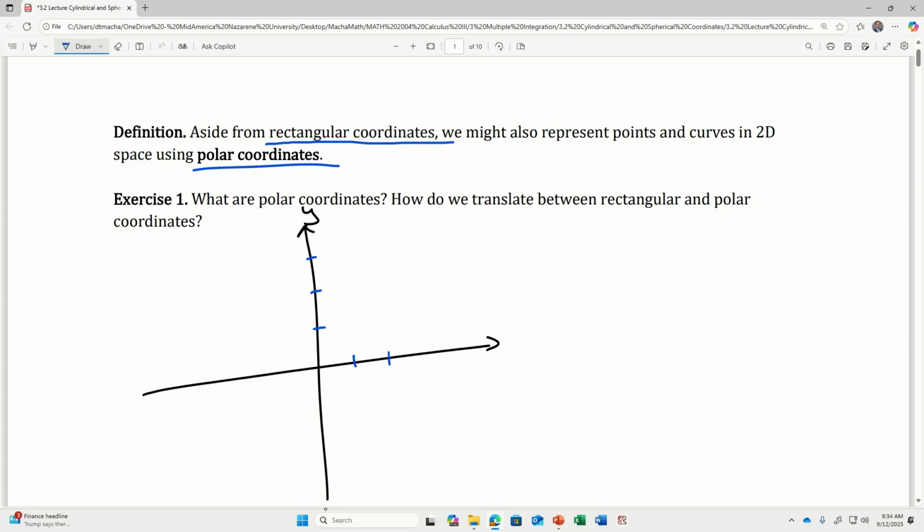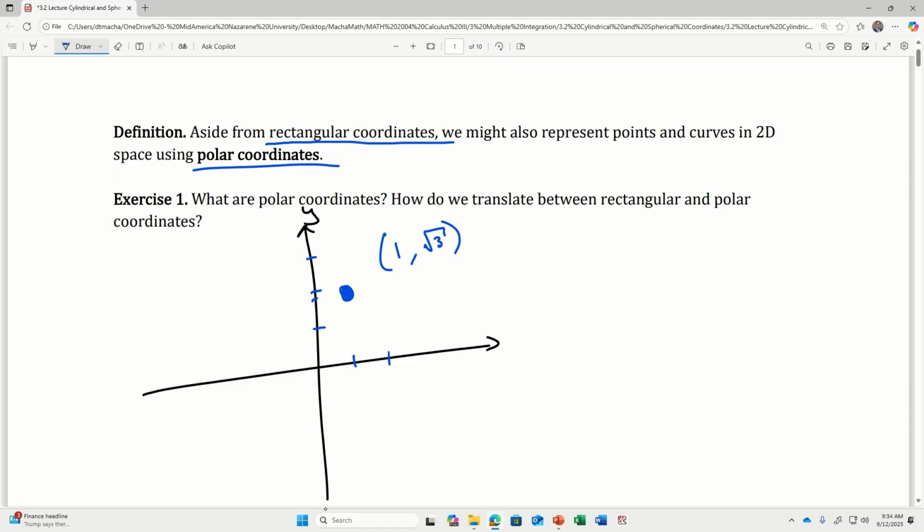Like, what's a really nice ratio? Like 1 to square root of 3, maybe? And so what's square root of 3, like here? I don't know. What if we're thinking about this point? So in rectangular coordinates, this would be 1 in the x direction and the square root of 3 in the y direction.